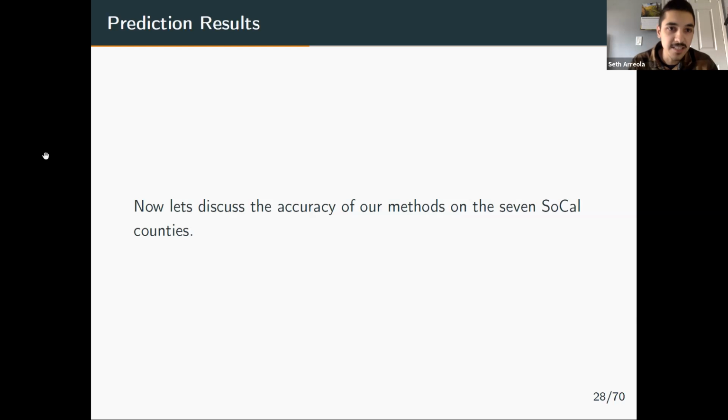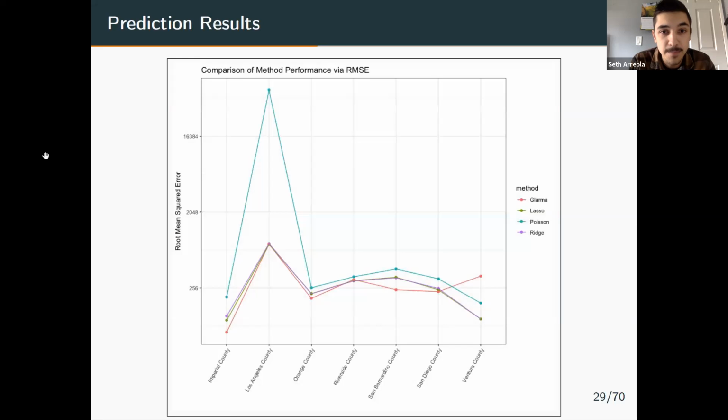So now let's talk about how these methods compare across our 7 Southern California counties. Here we have our comparison of performance via root mean squared error. Since we're talking about error, the higher the value, the worse the performance. The lower the value, the better. Right off the bat, we see that our Poisson regression does the worst, especially so in Los Angeles County. Coming in second would be our Lasso and Ridge. It's hard to make out on this diagram, but Lasso does out-edge Ridge slightly. And finally, we seemingly have our time series perform best across the board.